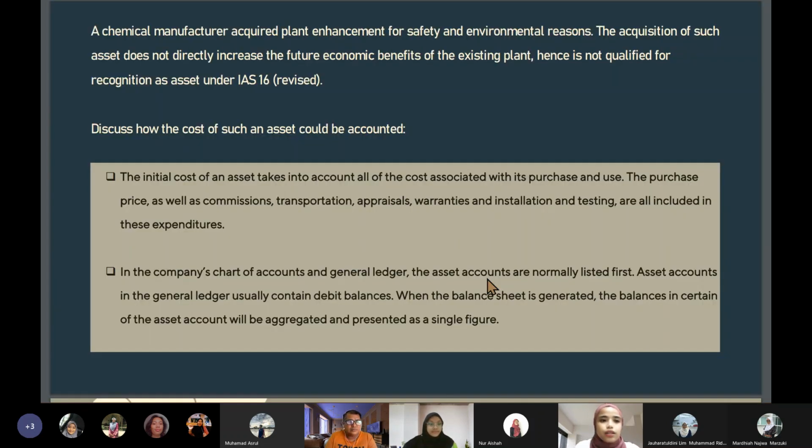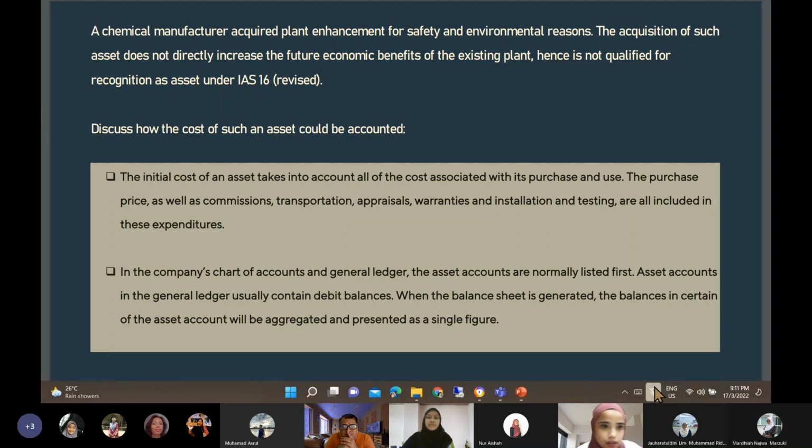The question is, a chemical manufacturer acquired plant enhancement for safety and environmental reasons. The acquisition of such an asset does not directly increase the future economic benefit of the existing plants. Hence, it does not qualify for recognition as an asset under IAS 16 that has been revised. Discuss how the cost of such an asset could be accounted.